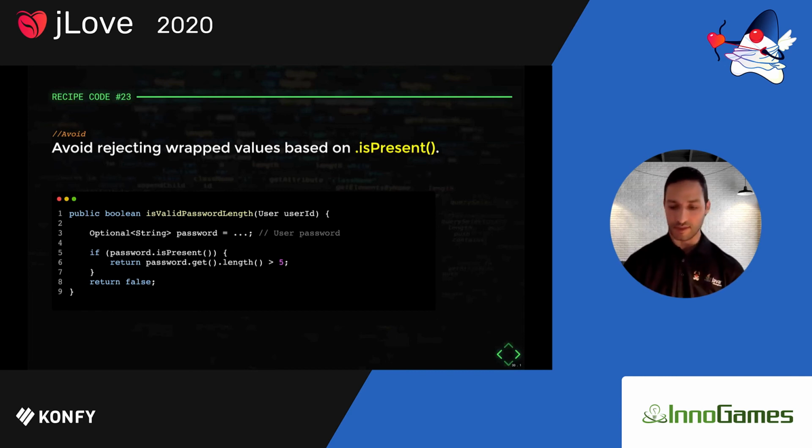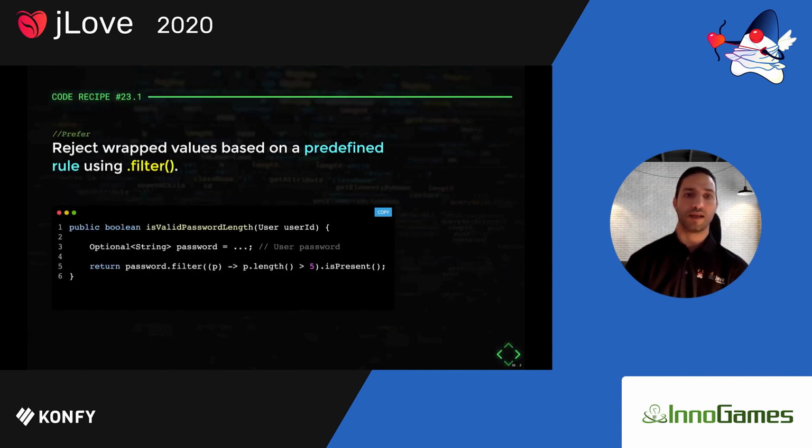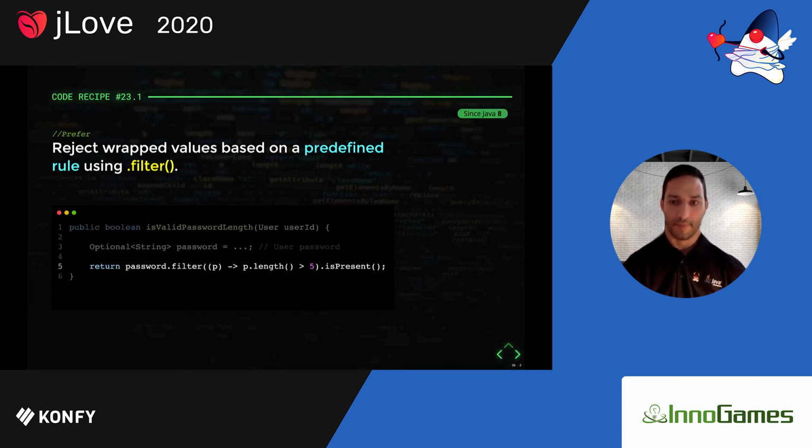If you don't like this boilerplate, optional has a great method, same as streams, which is filter. So you can say password dot filter with p, which is my password, where the length is greater than 5, and if it's present, it will return either true or false for you, and that's it. You can even avoid this kind of declaration of optional of string, and use the code user, get password, filter, and just return the value in one line.